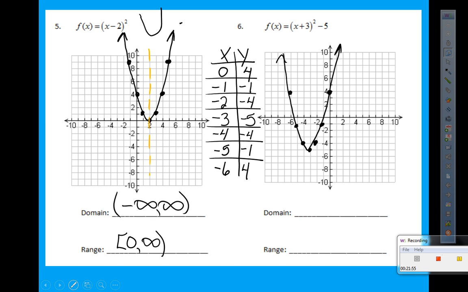Hey, the domain and range. The domain, negative infinity to infinity. You can't miss that. The range, the smallest y value I'm using is right there at negative 5. So bracket, negative 5, up. Hey, then it looks like I just got 2 more with you. Looks like the video is going to be about a total of 30 minutes, so that's not bad.